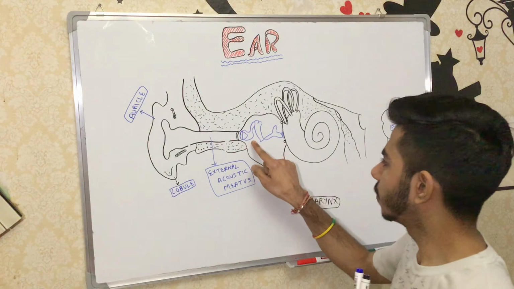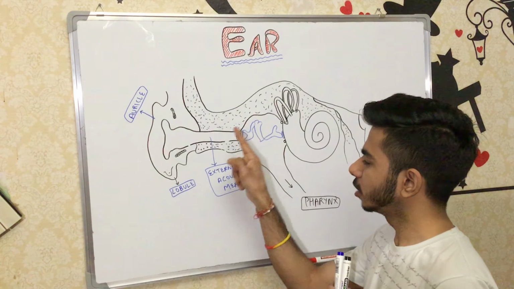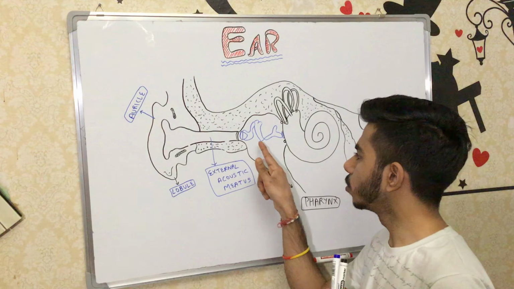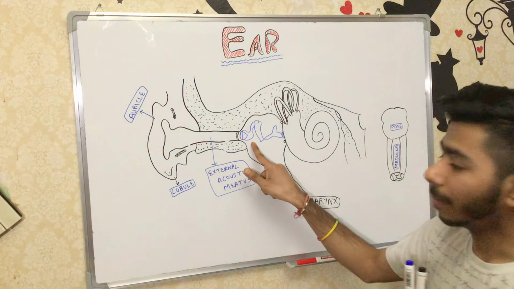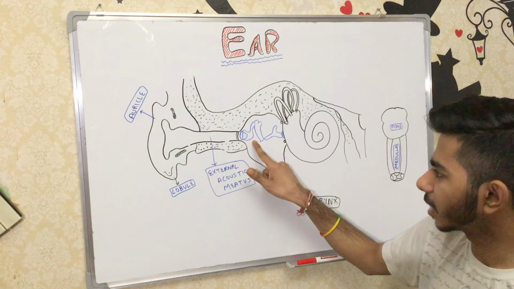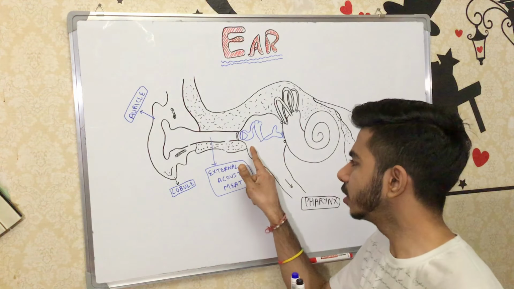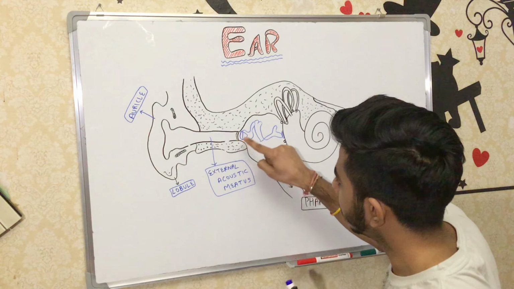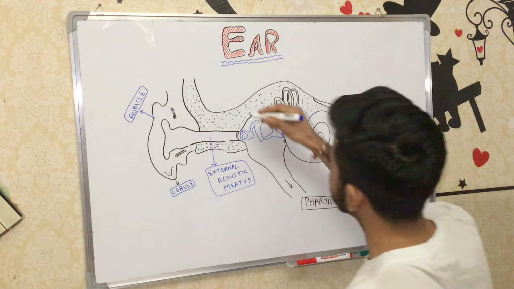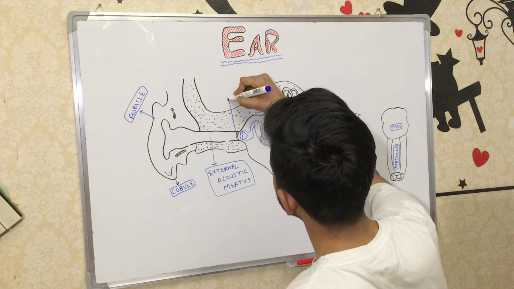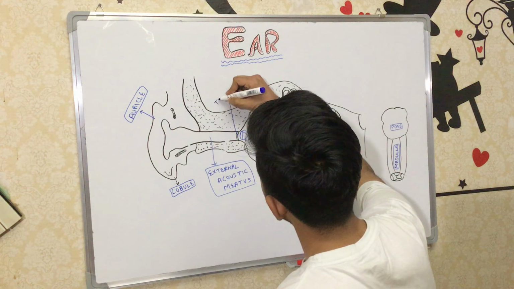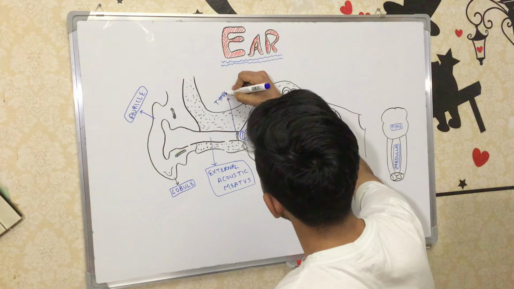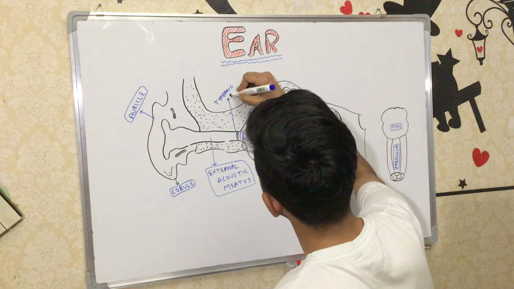This is connecting the external ear with the middle ear. This bone is the malleus. The malleus is connected with the tympanic membrane or the eardrum. So this is the tympanic membrane. Let me name it. This membrane is the tympanic membrane.